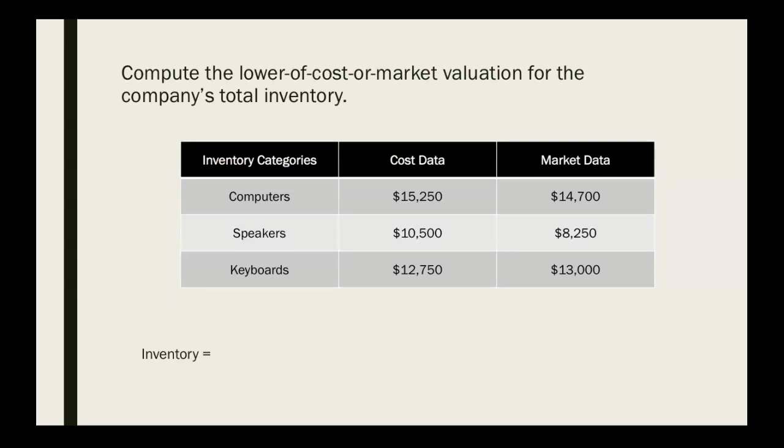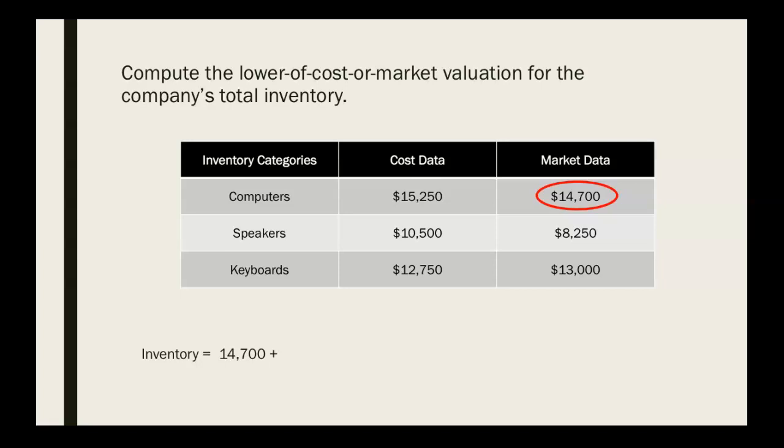So the way that we do this is we break it down piece by piece. So we're looking at just computers right now. The lower of cost or market for computers, well, the cost data shows 15,000, but the market data shows 14,700. So we're going to choose that 14,700 because that's the lower of the two. We want to go with the lower of the two.